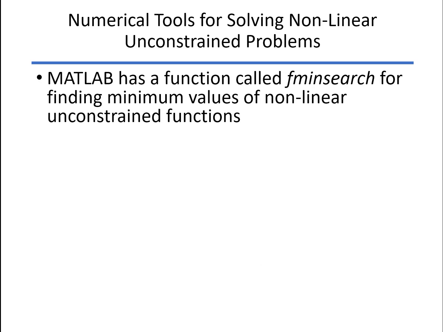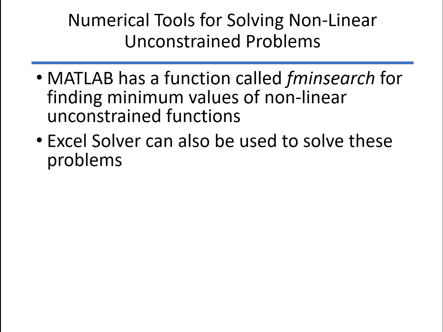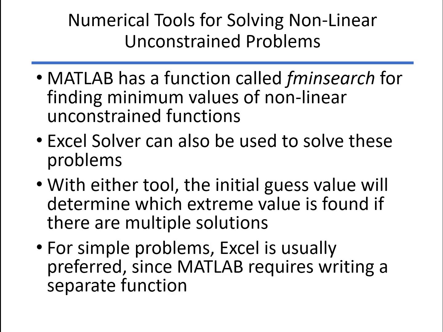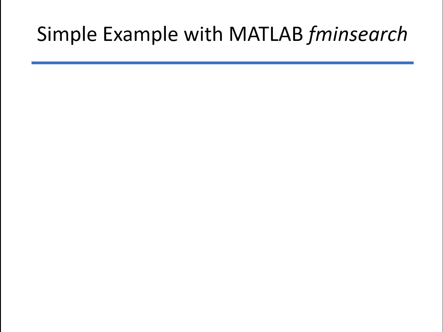Now, MATLAB and Excel have some tools here. In MATLAB, there's a function called fminsearch, not too different from fzero that we looked at for root finding. And we can still do those with Excel Solver as well. Now, in either case, if there's more than one local max or local min to be found, then our guess value is going to determine which one of those we come up with. And if it was a pretty simple problem, I'd much rather use Excel, since in MATLAB you have to write and save a separate function to be able to run fminsearch. But we'll show an example with that anyway.